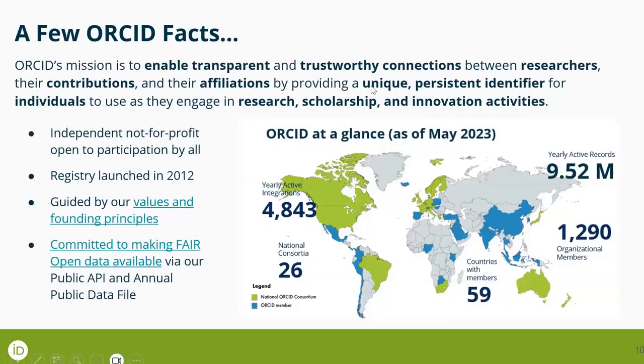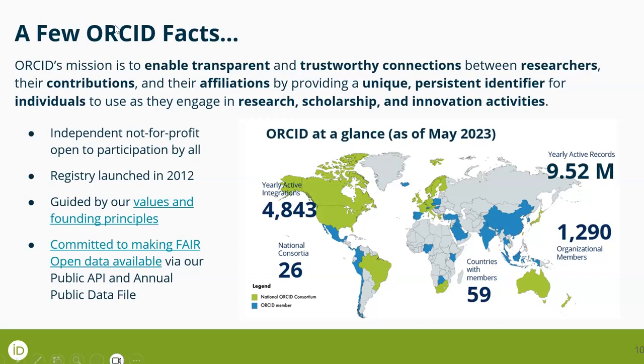And here I'm going to start introducing ORCID a bit more. ORCID's mission is to enable transparent and trustworthy connections between researchers, their contributions, and their affiliations. We provide the unique identifier for researchers and people who contribute to research, across the different workflows they have in their research life. ORCID is a non-profit independent organization registered in the US. It launched in 2012, so we just celebrated our 10-year birthday last year.